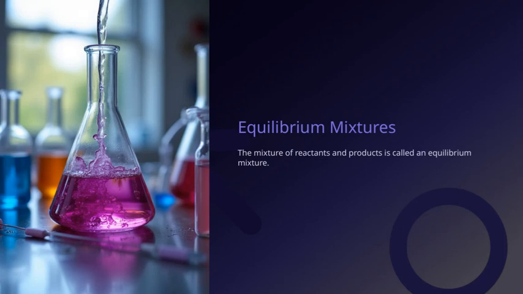The mixture of reactants and products is called an equilibrium mixture. When a chemical reaction reaches a state where the forward and reverse reactions happen at the same rate, this mixture stabilizes. At this point, the concentrations of reactants and products remain constant over time. It's important to understand that even though reactions are still occurring, there's no overall change in the amounts of each substance. This balance is what we refer to as equilibrium. Recognizing this concept is crucial because it helps us predict how reactions behave under different conditions, which ties into the broader theme of understanding reaction dynamics and control.